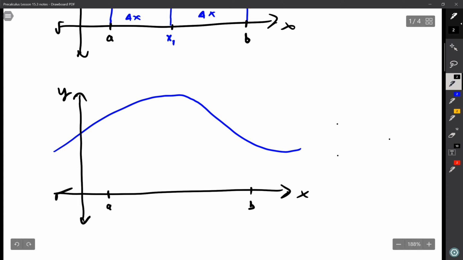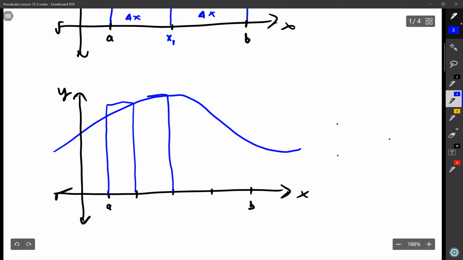So what if instead of just the two rectangles, we split it into 4? So now we have this rectangle. Pretend that's the top of a rectangle. And we have this rectangle. These are all supposed to be the same width. I know I'm a bit off. And this rectangle. And this rectangle.